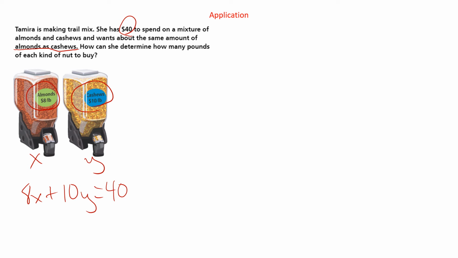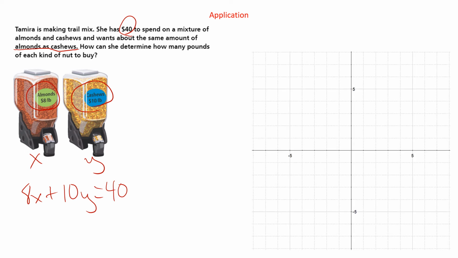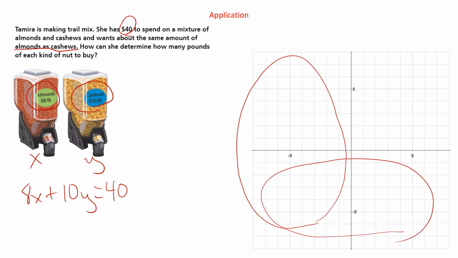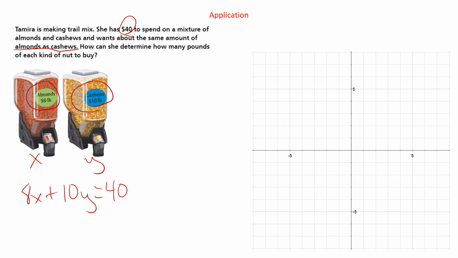Okay, so now we're going to graph it. So now if I have this graph here, we have to think of what we're using. We have the amounts of almonds and the amounts of cashews. Am I going to buy negative almonds? No, you can't buy negative almonds. Same thing with negative cashews. So we don't need to have the entire graph.